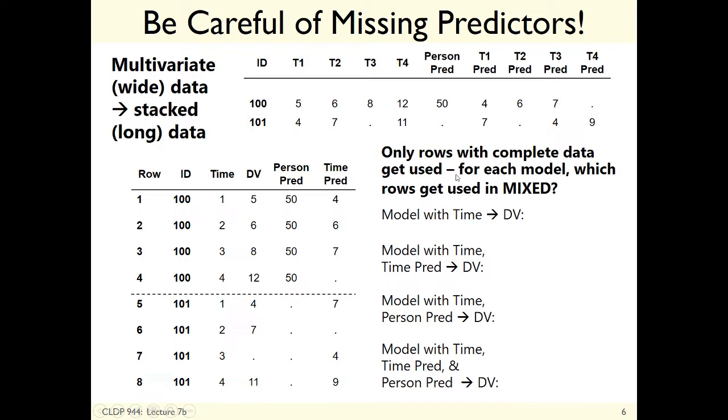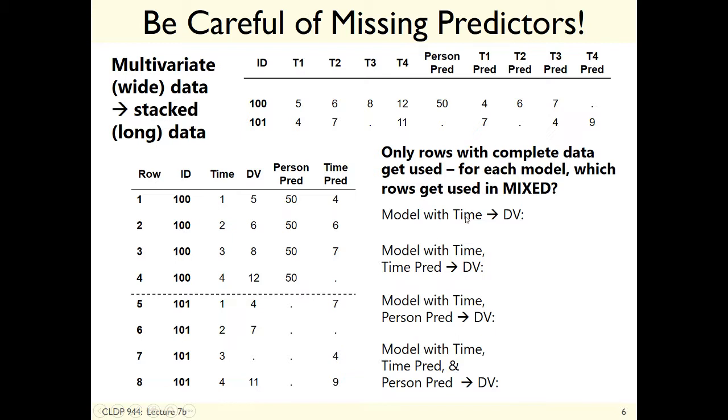So just to illustrate how bad the problem can be, here's an example of a multivariate data set on the top here. This is what you would enter into a repeated measures ANOVA. And the same data set stacked so that one row is an occasion within a person rather than a person. So I have a time variable here, a dependent variable, a person level predictor, and a time varying predictor here. So if I only have an unconditional time model, just time predicting my outcome, which rows go in?